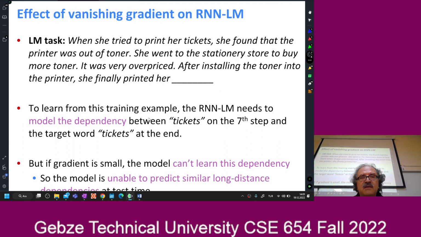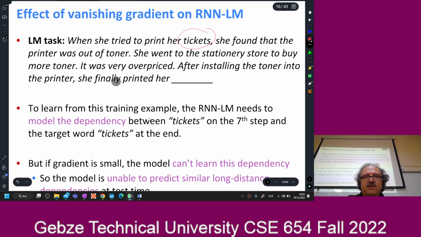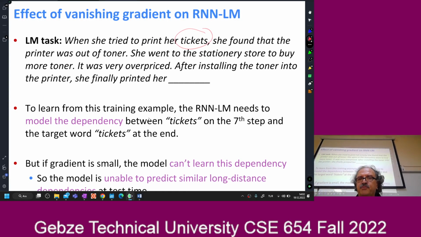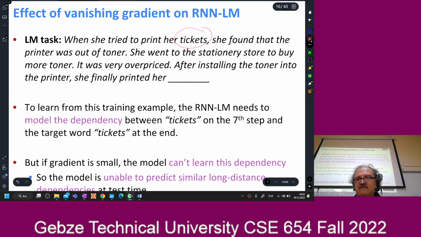Her what? Page. Tickets. But when was the last time I have seen tickets? The first time was like here, right? So when I am calculating this word in my language modeling, I need to backpropagate that information over this 1, 2, 3, 4, 5, 6, like 40 words back, right? So I need to multiply 40 small numbers together to derive the optimization for selecting this word so that it gets affected from this word tickets way back.